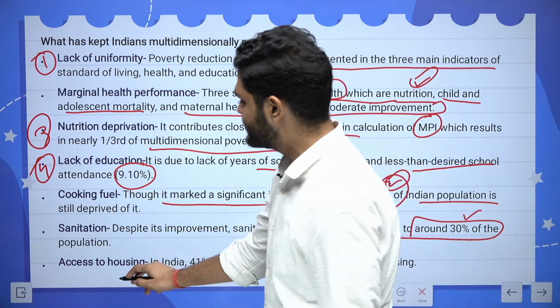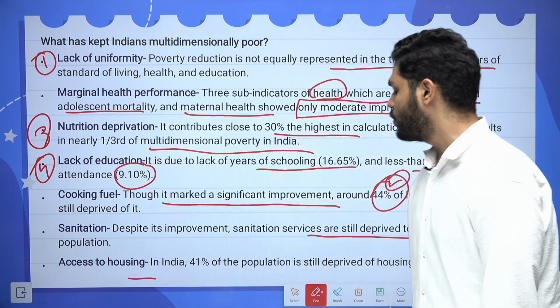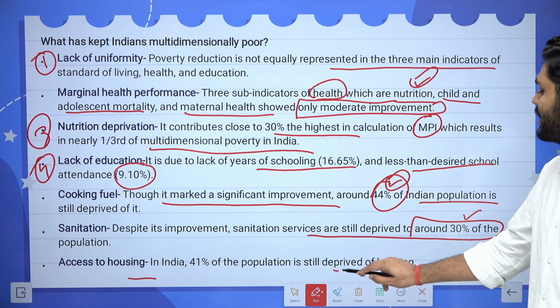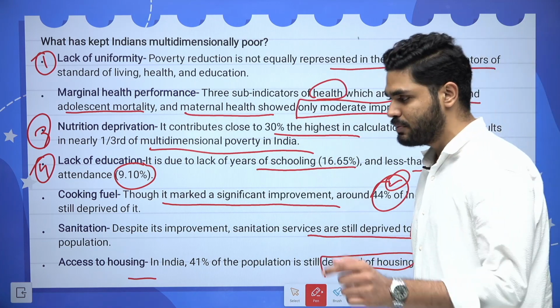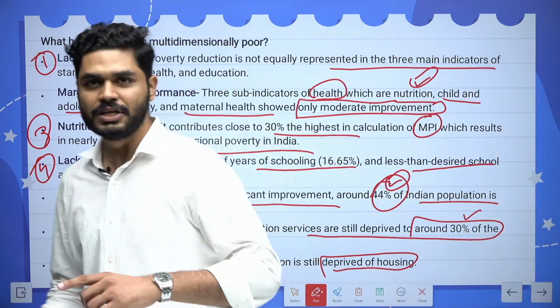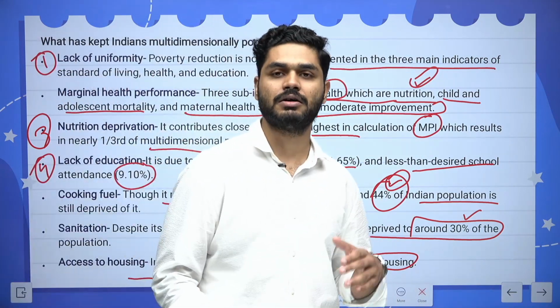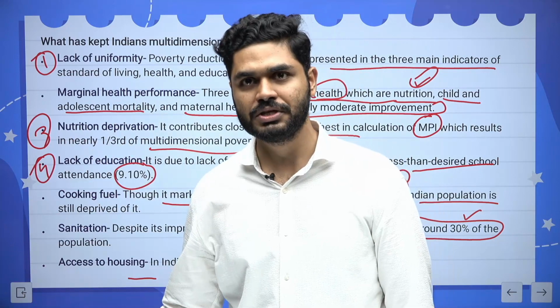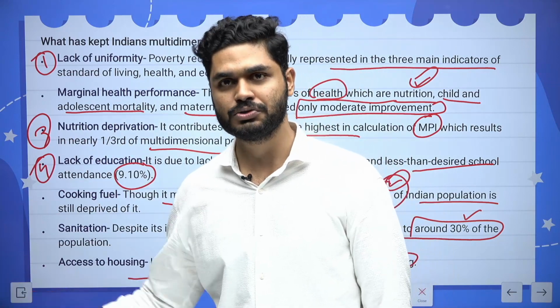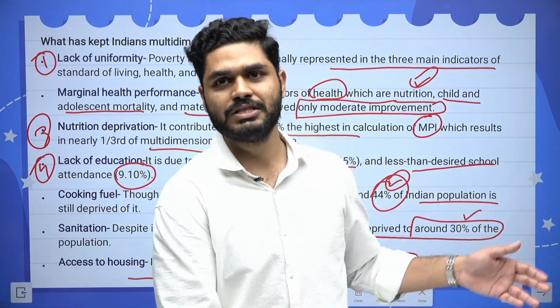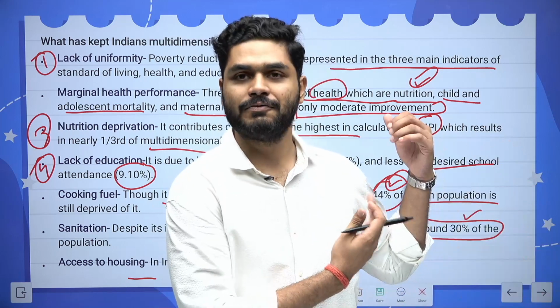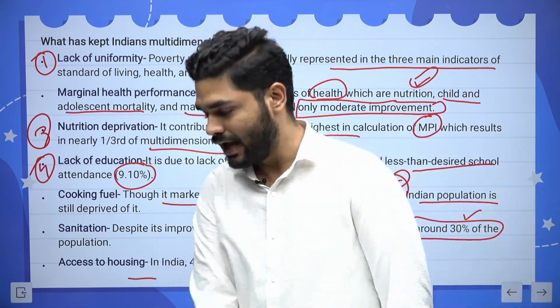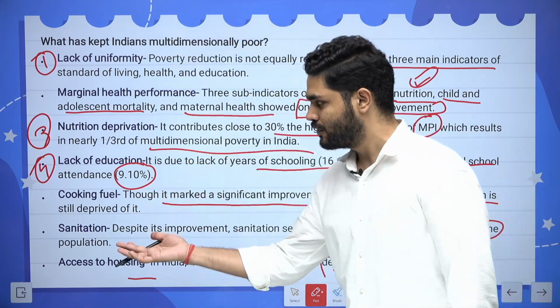Now the last thing is access to housing. In India, 41% of the population is still deprived of housing, and because they are deprived of housing, they don't have a permanent shelter over their heads, so for defecation and all those things they have to go out in the villages or in the farmlands, and it eventually leads to the lack of sanitation.